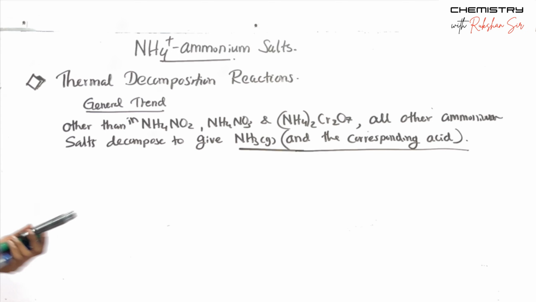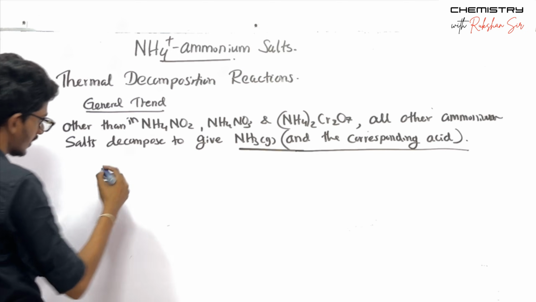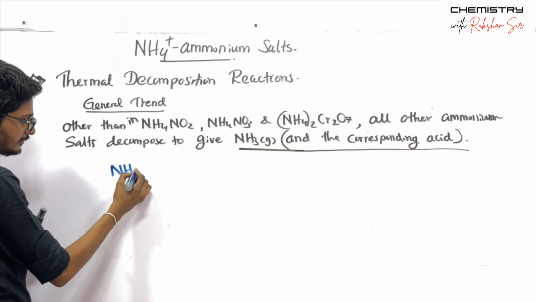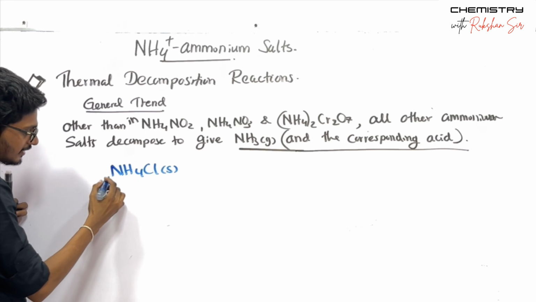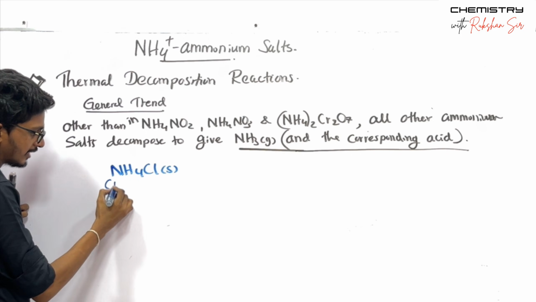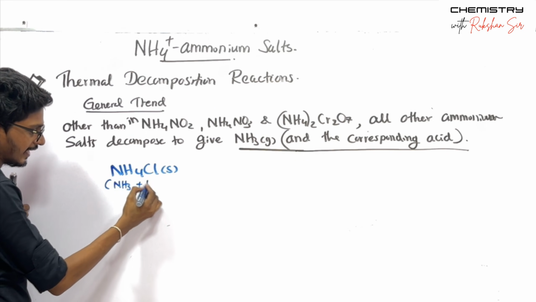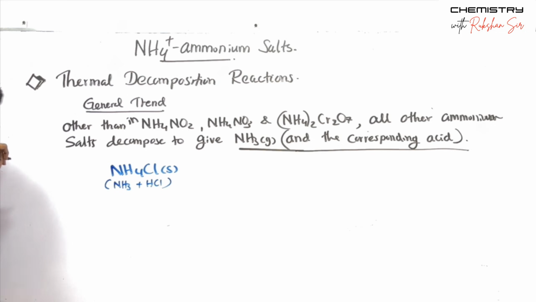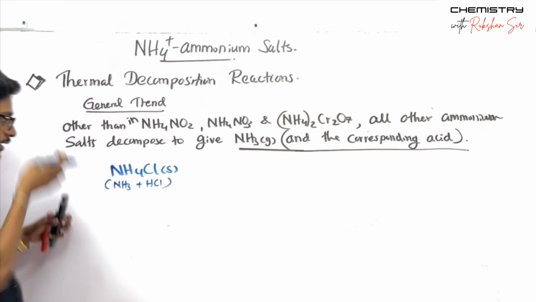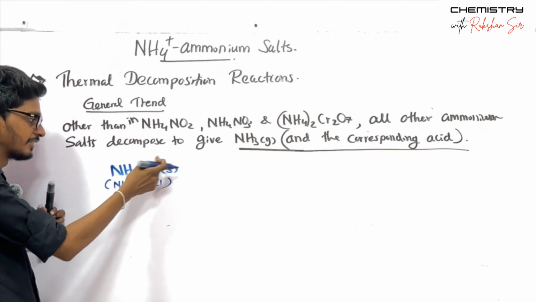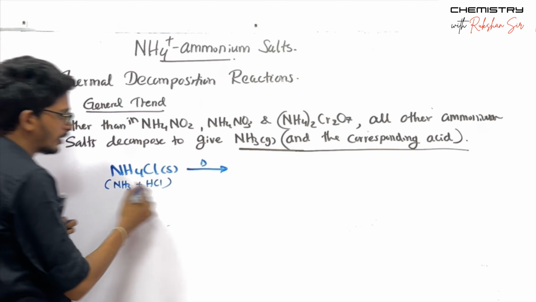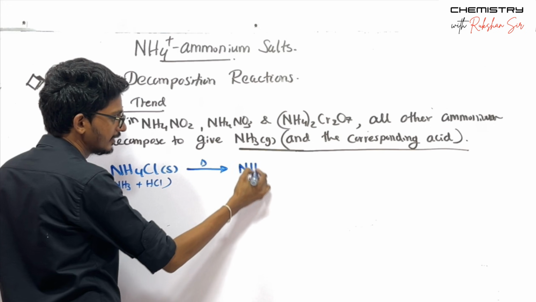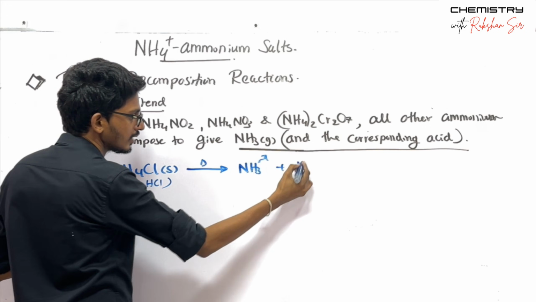So it's like this. If you are decomposing NH4Cl, this can be seen as a combination of NH3 and HCl, the corresponding acid, the acid of the anion Cl minus. So with thermal decay, it will produce these two, ammonia and HCl.